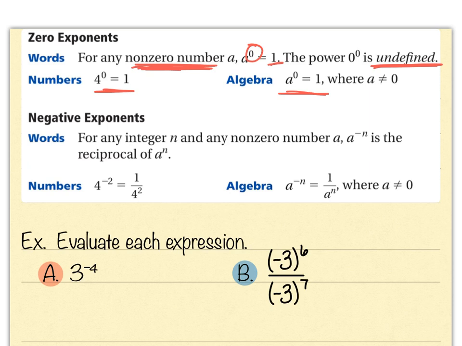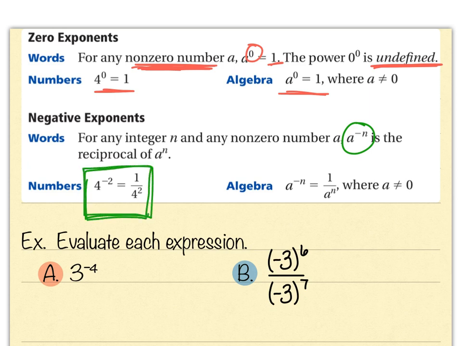And then with negative exponents, we haven't talked about negative exponents, but we're going to look at them right now. Here's what negative exponents do. For any integer n and any non-zero number a, where a to the negative n exists, to find a to the negative n, you take the reciprocal of a to the n. Now that seems kind of confusing, so let's just look at the example they did right there.